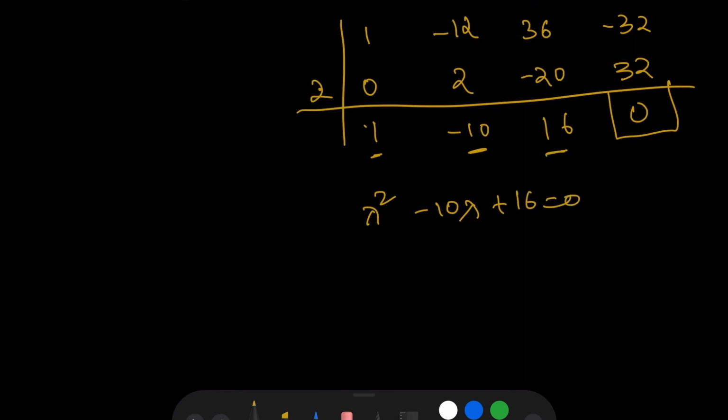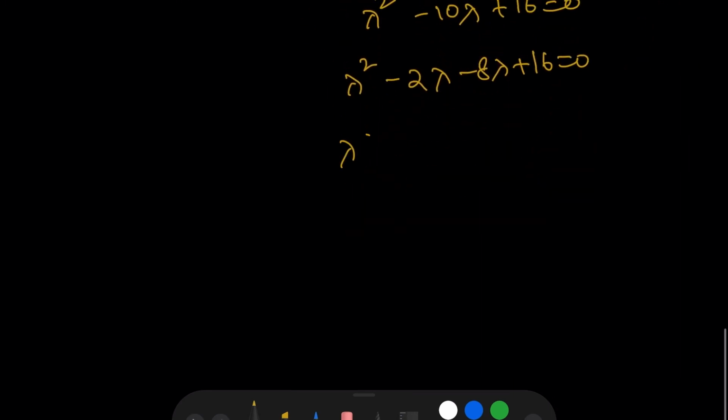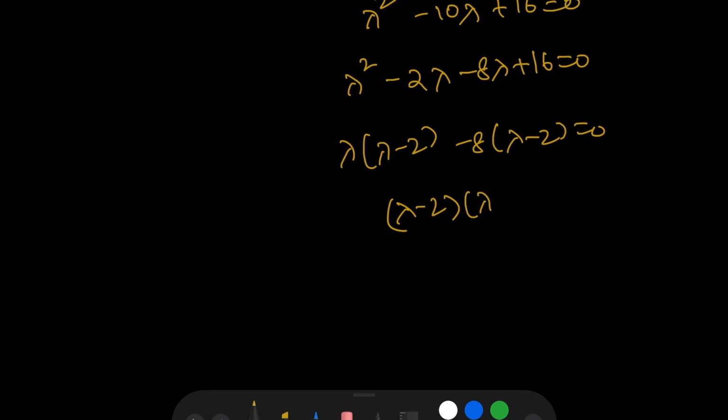So now if we solve this quadratic equation, we'll get another 2 eigenvalues, right? So let us solve this now. Lambda square minus 2 lambda minus 8 lambda plus 16 is equal to 0. So lambda into lambda minus 2 minus 8 into lambda minus 2 is equal to 0. So the other two roots will be lambda minus 2 into lambda minus 8 is equal to 0. Lambda is equal to 2 and lambda is equal to 8. Previously we found by hit and trial method one lambda value, which is equal to 2. So now we have 3 lambda values, right?